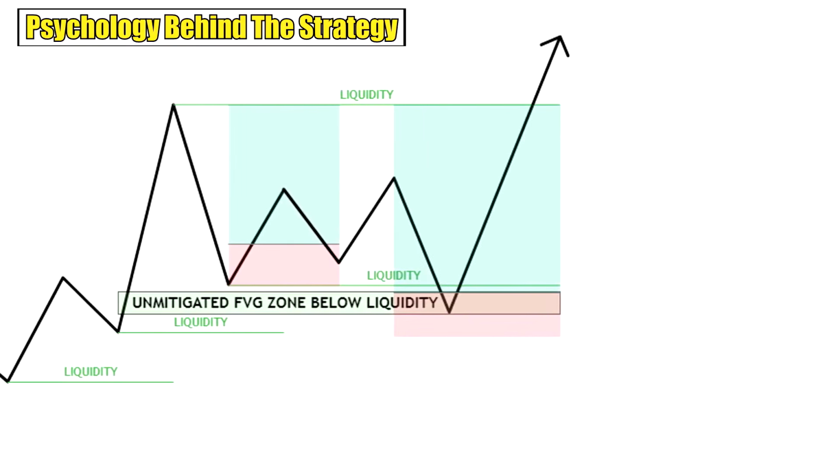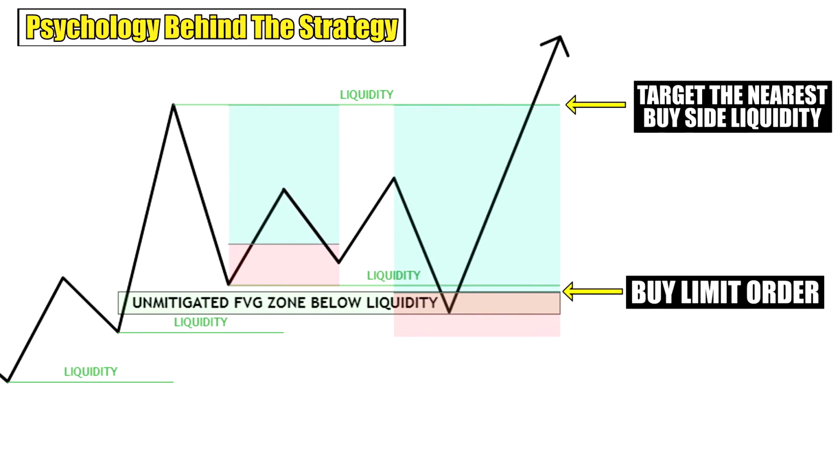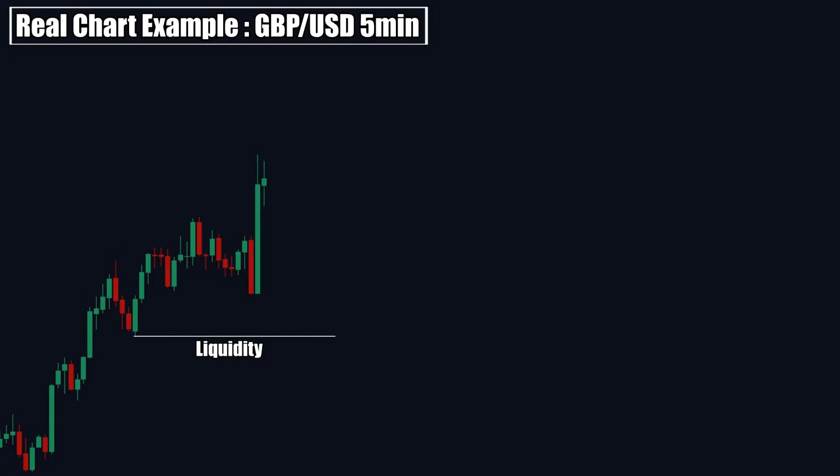To trade this setup effectively, you need to place your buy limit order at the top boundary of the bullish fair value gap. Target the nearest buy-side liquidity area, usually found above a recent swing high or cluster of highs. Let's walk through a real-world example using the 5-minute chart of GBP/USD.